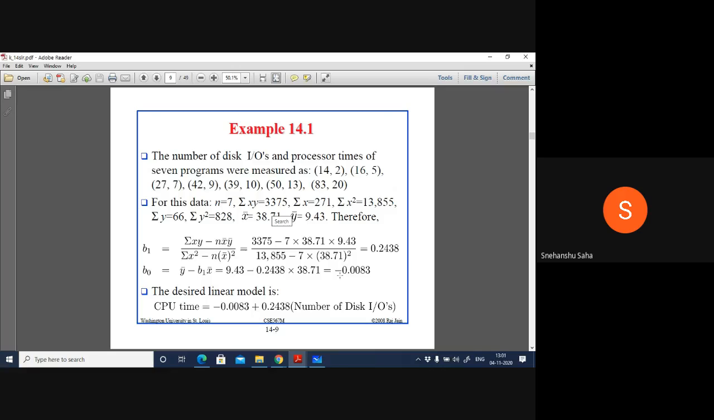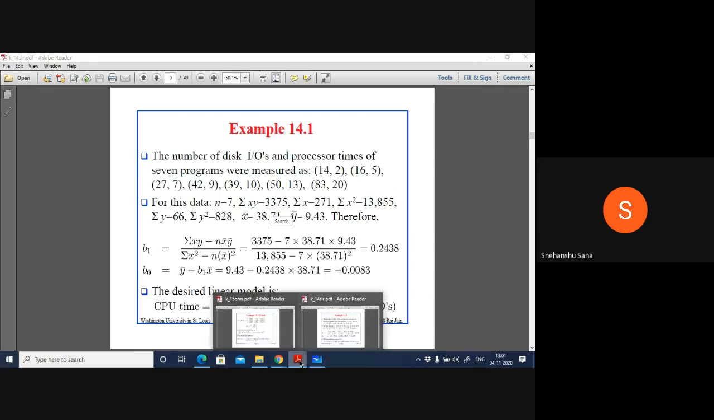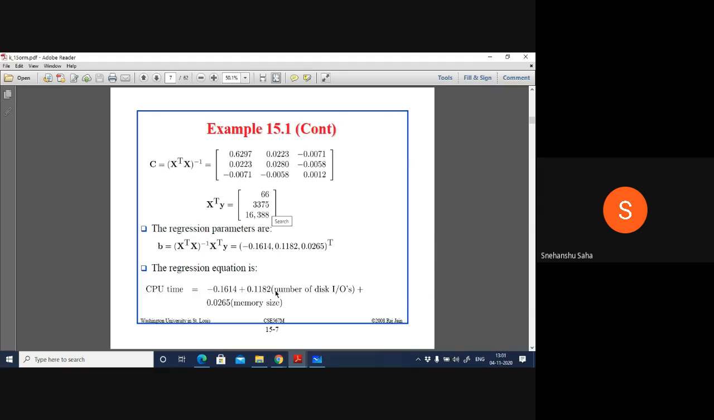So I extend the same logic to a multiple linear regression model where now you have two predictor variables x1 and x2 and an extra coefficient. Based on the comparison of these coefficient values, you can say that the effect of the disk input output devices on the CPU time is much more pronounced than the effect of memory size. Now, why does it happen? Maybe because the disk input output devices and memory size are strongly correlated.